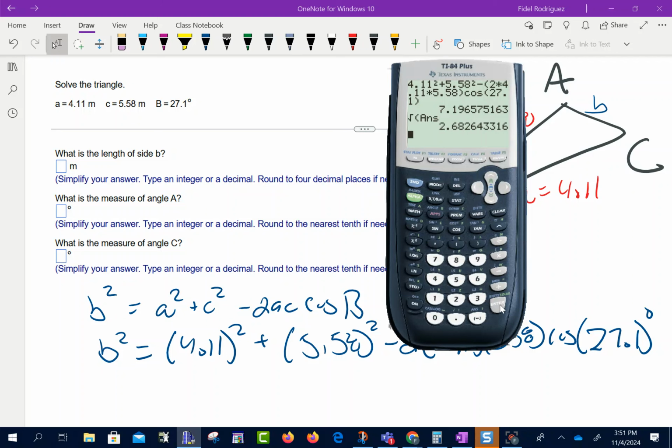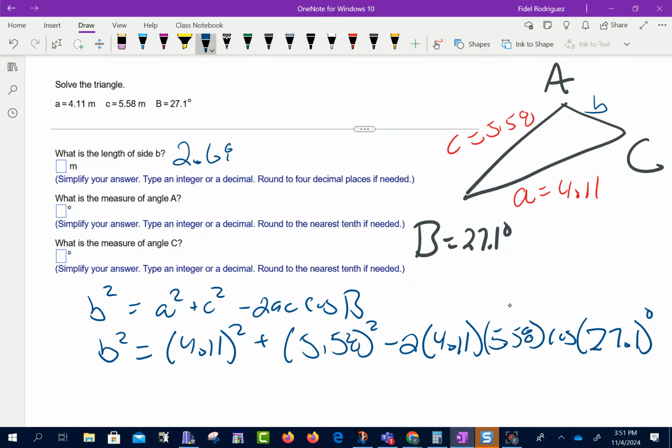Right? Okay, y'all, so for B, it's saying we're going to round to 4 decimal places. 2.6826. 2.6826 is what I'm coming up with for B. Okay. Now, y'all, let's see. We need to find the measure of angle A. Okay, so let's do that now. We want to find the measure of angle A.